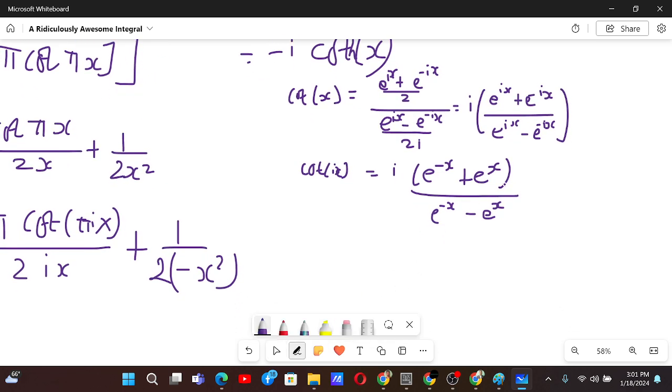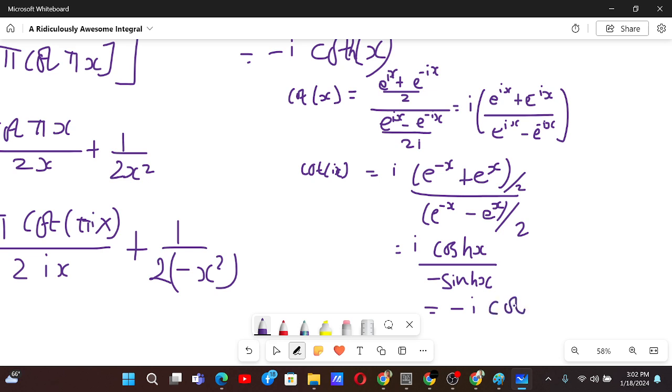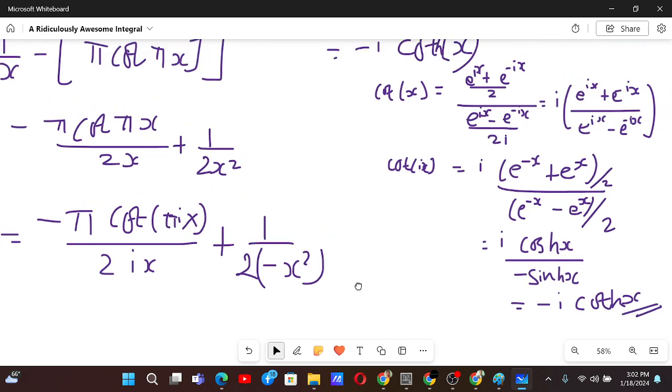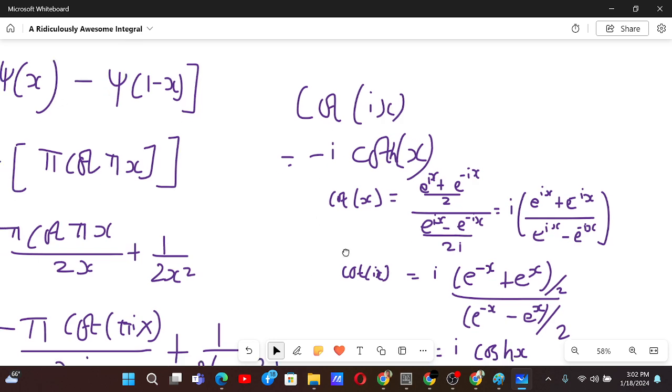Now we can see that this is i times, if we divide both expressions by 2, just cos x, and this is minus sin x, because these are inverse. So you can see that cot of ix is actually minus i cot x. Because it's minus i cot x, I have already done it over here.